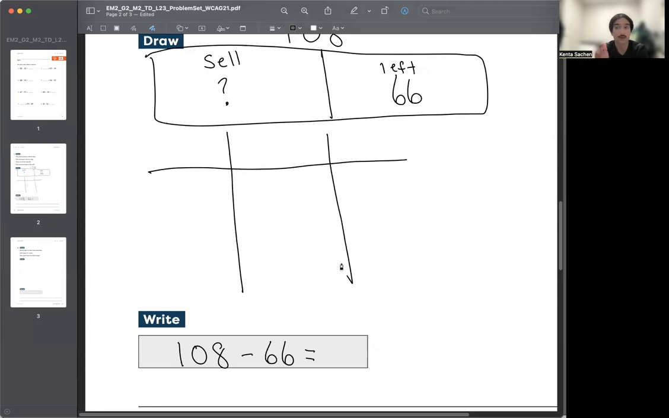All right. Now, it's even more important today that we keep our work neat, especially because we're making our own place value charts. So I'm going to label this as my hundreds, my tens, and my ones. Now, if you finished, I'm going to wait a second until everyone else finishes. But if you finish early, go ahead and draw in 108 in your place value chart.